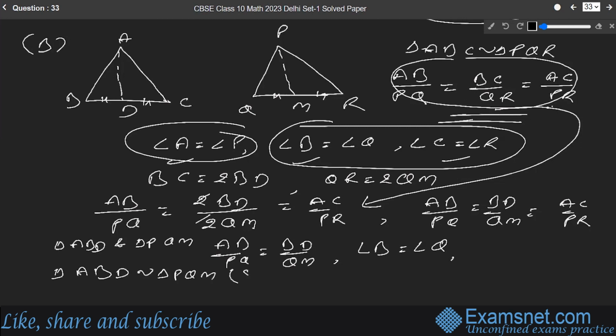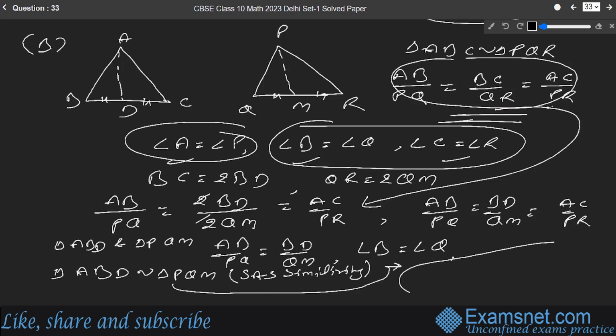Why can we say that? By side angle side similarity. By the side angle side similarity law, triangle ABD is similar to PQM because the corresponding sides are in proportion and the included angle is also equal. So ABD is similar to PQM, and if ABD is similar to PQM, then obviously their corresponding side ratios should be equal. The corresponding sides of ABD and PQM give AB by PQ is equal to AD by PM. These are the corresponding side ratios of the two triangles, and that's what was required to be proven. So it has been proven.